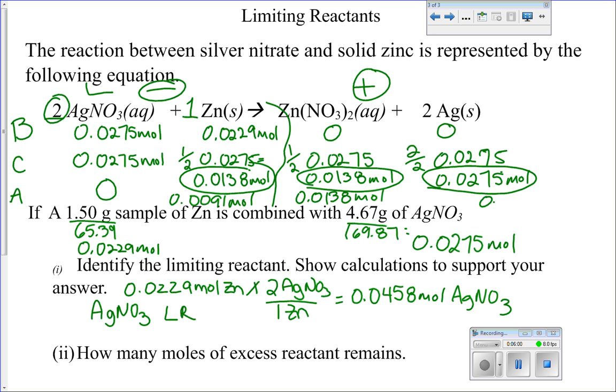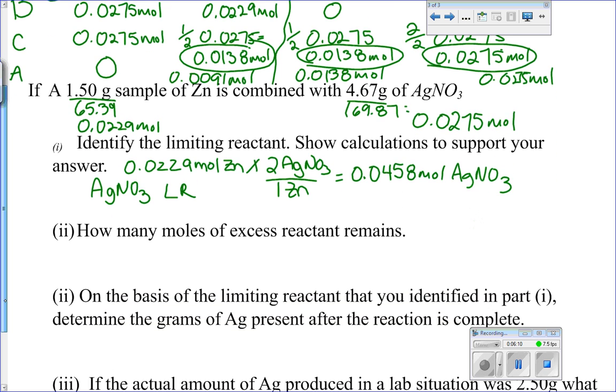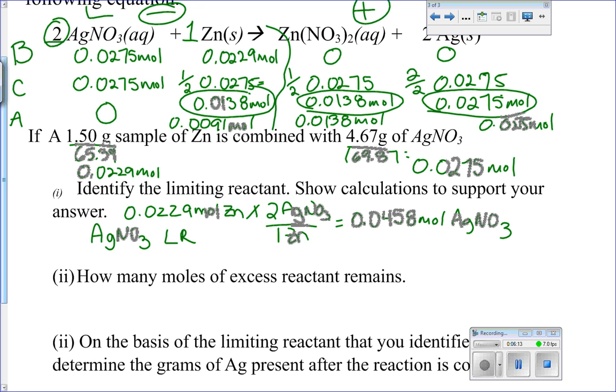and 0.0275 moles of silver. So those are now my answers on the BCA table. So now it's really easy to see how many moles of excess reactant remain. 0.0091 moles of zinc will be left over.